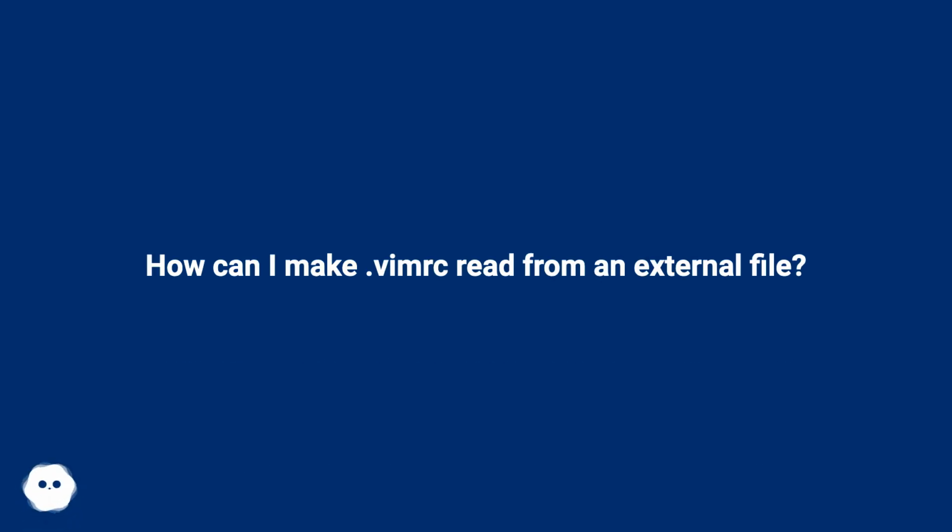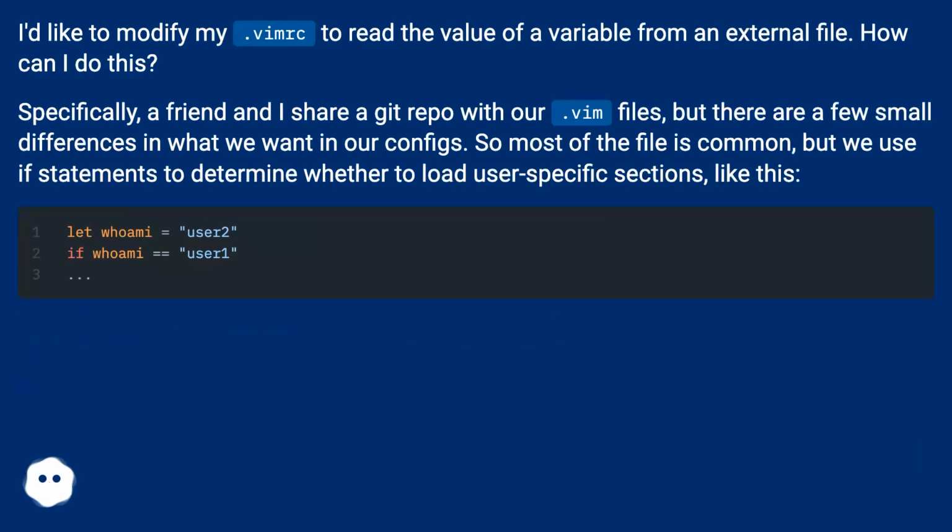How can I make .vimrc read from an external file? I'd like to modify my .vimrc to read the value of a variable from an external file. How can I do this?